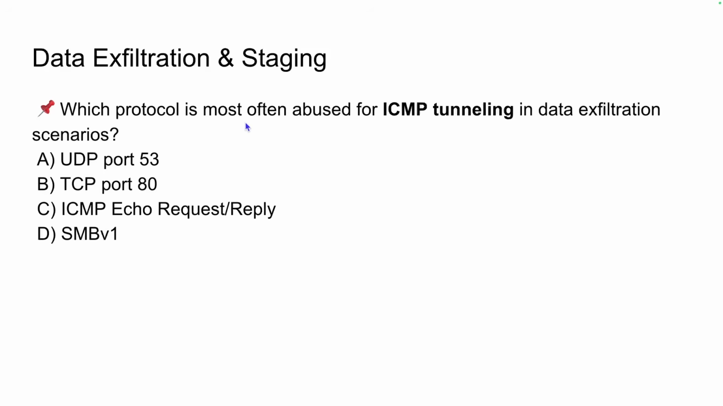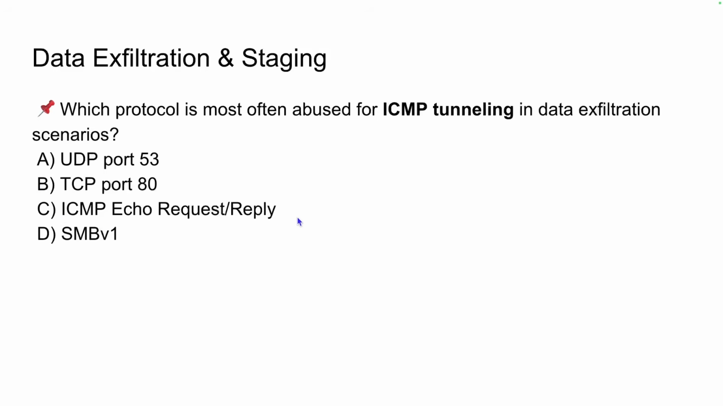Excellent. Which protocol is most often abused for ICMP tunneling in data exfiltration scenarios? So ICMP is what? A ping, right? ICMP is pings. So port 53 is DNS. UDP port 53 is DNS. TCP port 80 is HTTP.